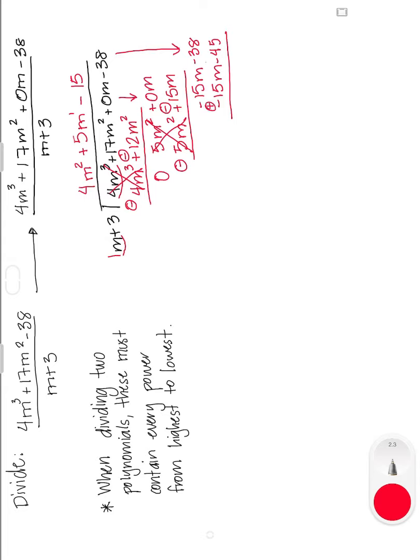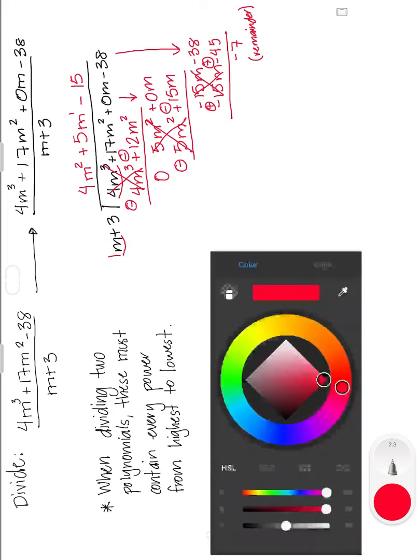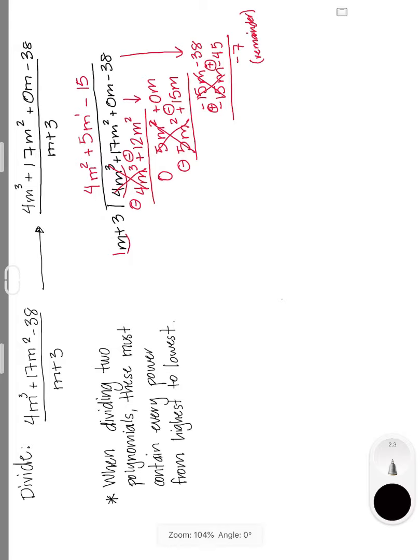Now, because there's a subtraction happening, we're going to switch the signs. So negative 15m plus 15m cancels out, and then negative 38 plus 45 is 7. And then there's nothing else to bring down, so this 7 is a remainder, or a leftover.